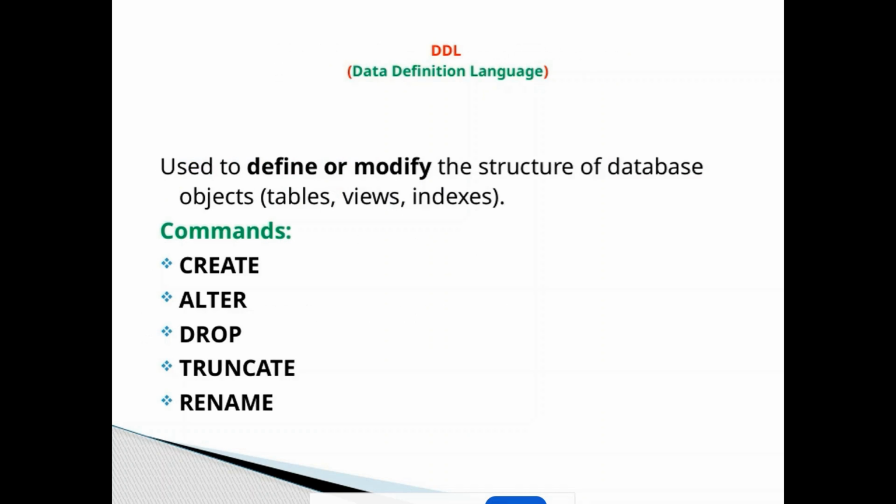The key commands here are create, which is used to set up new objects, alter, which modifies existing objects, drop, which deletes objects from the database, truncate, which quickly removes all data from a table without logging individual row deletions, and rename, which changes the name of a database object. These commands are foundational because they shape the structure of our database, ensuring it fits the data an application needs. Throughout this presentation, you'll see how these DDL commands are vital in designing and maintaining robust, efficient databases.